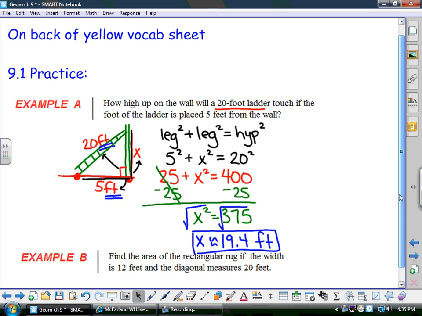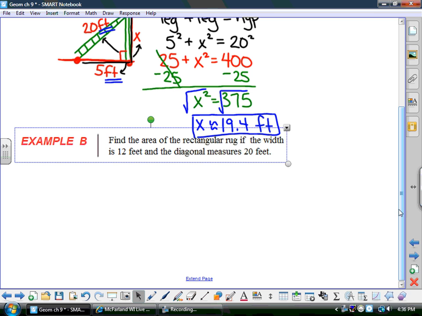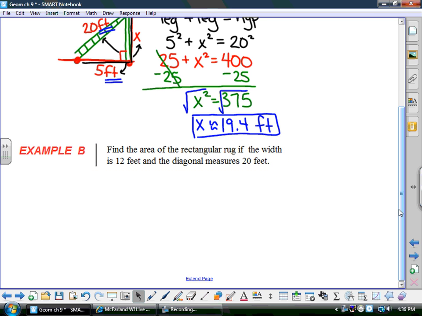Second example: find the area of the rectangular rug if the width is 12 and the diagonal is 20. So I can make a picture of a rectangular rug. The width is 12. You can label the 12 on either side. It doesn't matter which one you talk about as the width. I'm going to label it over here. And the diagonal is 20.